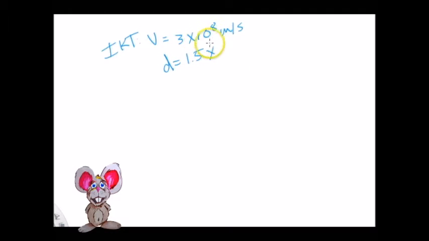We isolate our knowns, and our knowns are velocity and distance. Velocity equals 3 times 10 to the 8th meters per second, and distance equals 1.5 times 10 to the 8th kilometers. Okay, so those are our knowns. Now, let's get D into some SI values here.